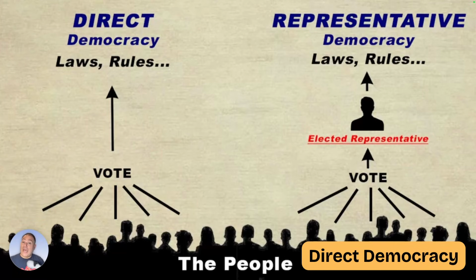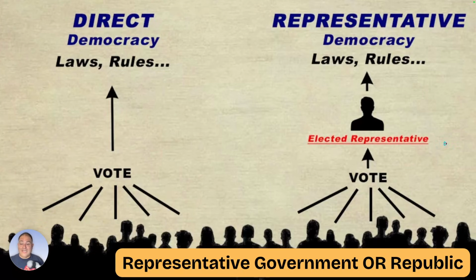Instead, we have, this is the next term, representative government or representative democracy or a republic. It's the idea that this is how our United States government is set up. The people have indirect power, indirect say. They vote for their representatives.